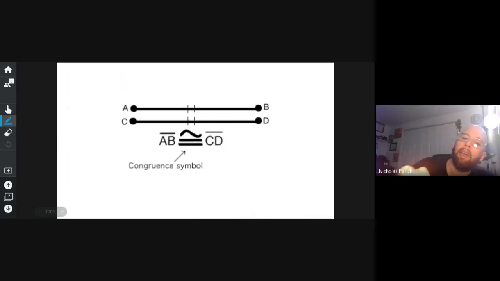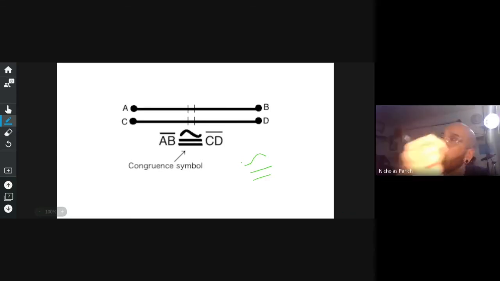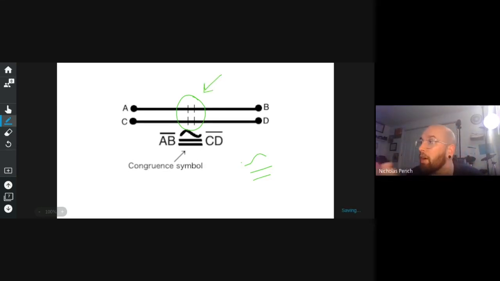See this little symbol right here? That symbol means is congruent to. That means equal. If I put a line or two dashes or two tick marks on lines, that implies those lines are equal to each other. And so I would say that line segment AB is congruent to line segment CD, because both of these have those tick marks, thus indicating that they're equal to each other.